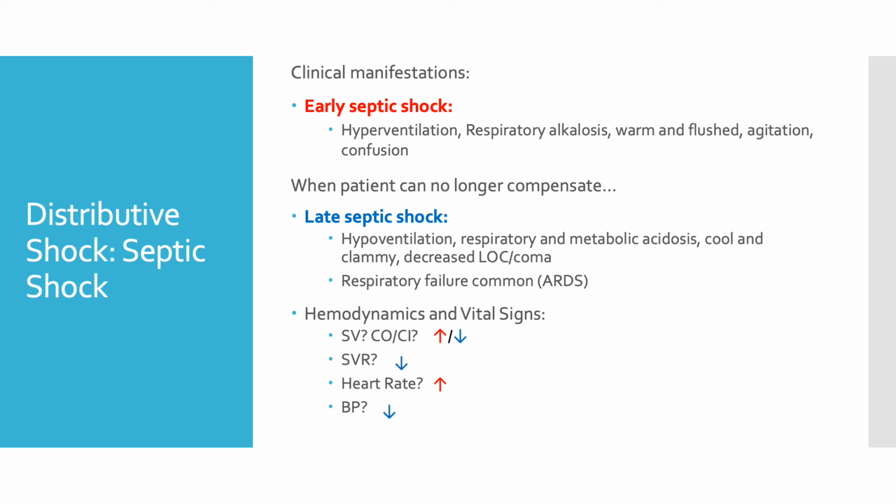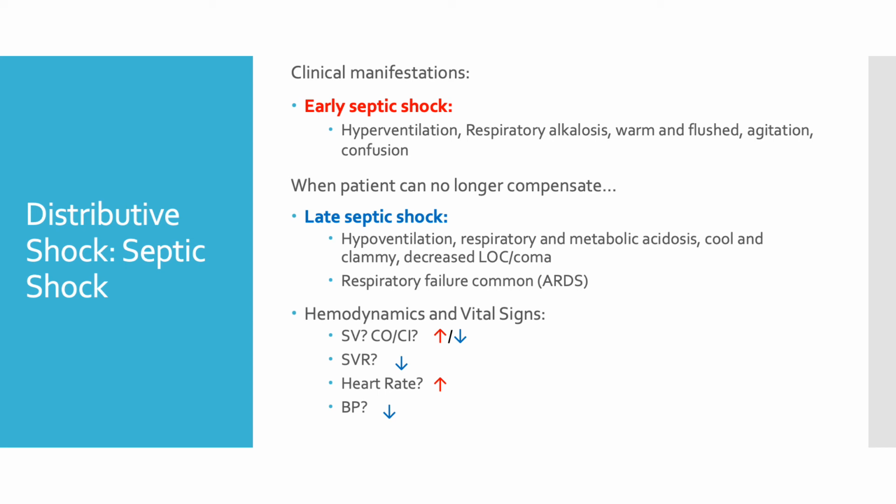So you can see that regardless of the type of shock, our blood pressure is going to be low. We have hypoperfusion, and in this case due to vasodilation. Now that vasodilation also means that our SVR will be low, and our sympathetic nervous response is still intact, so that heart rate will probably be high, especially in those early stages.